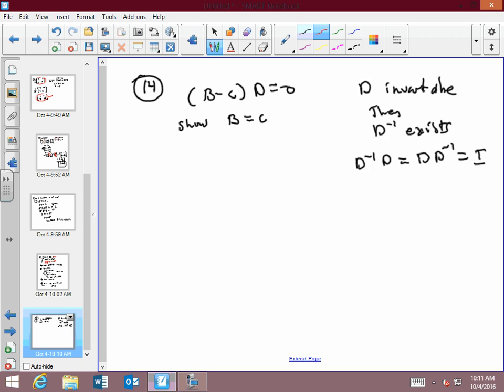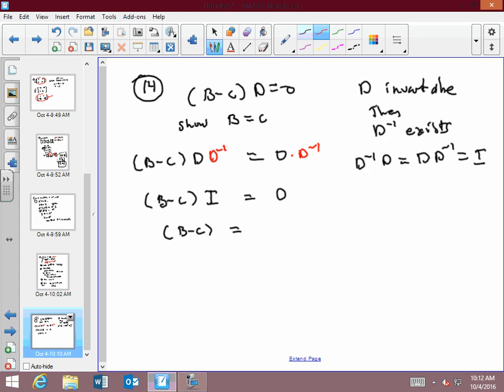So if we take B minus C D and we multiply this on that side, then what we have is B minus C I equals, and this is 0, because 0 times any matrix is 0, and I times any matrix is the matrix. So B minus C equals 0, and we can add matrices to both sides. So B equals C. Okay, so that would be how you prove it. And I should have done it by theorem, but I guess I didn't.